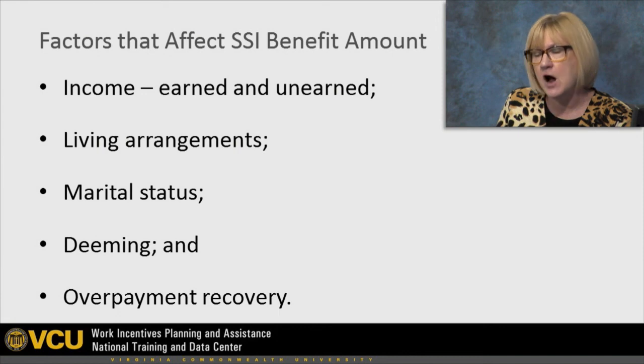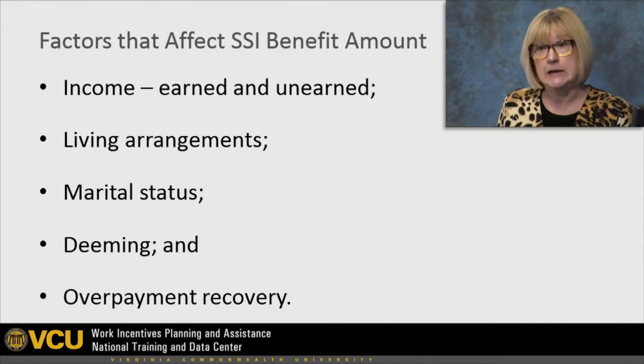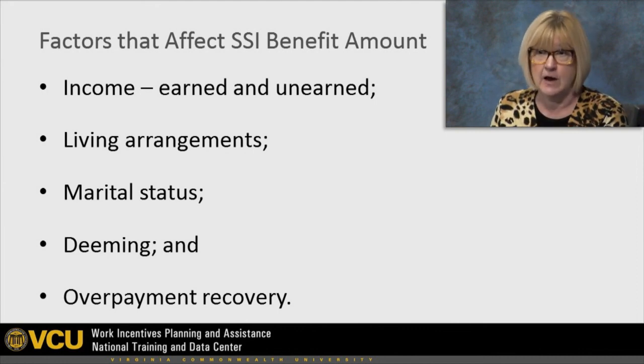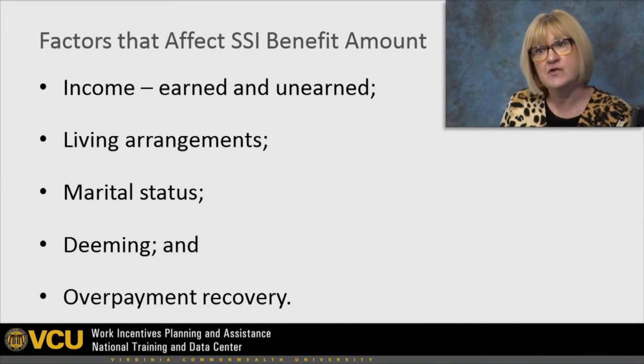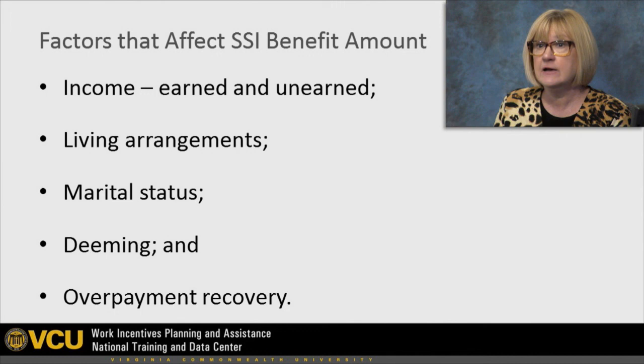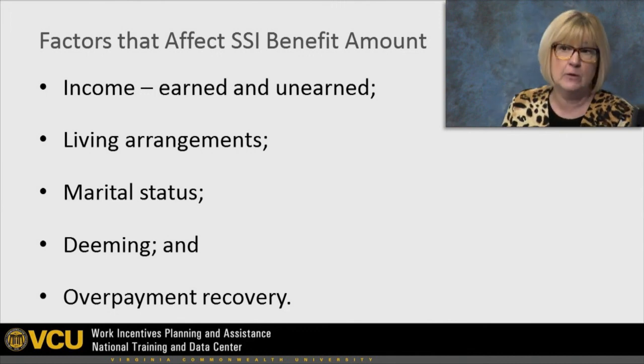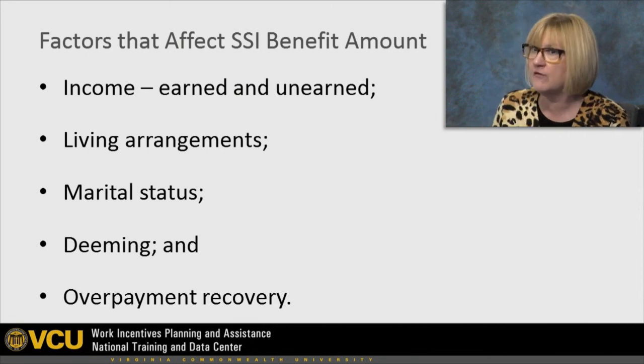Finally, there's a concept that Social Security refers to as deeming, and we'll cover that a little bit in this lesson. It's a very complex concept, and it's basically when someone else has income that Social Security attributes to you, the SSI recipient, because you're in a situation where it's assumed that people share their income and resources. You can imagine that would happen if you're married, that would happen if you're a child living with your parents, things like that. We'll cover it very briefly.